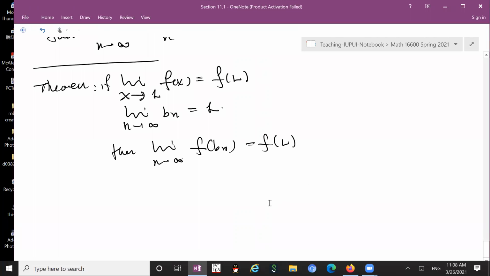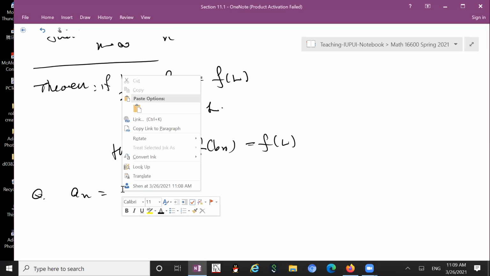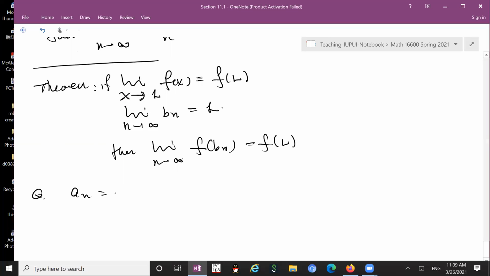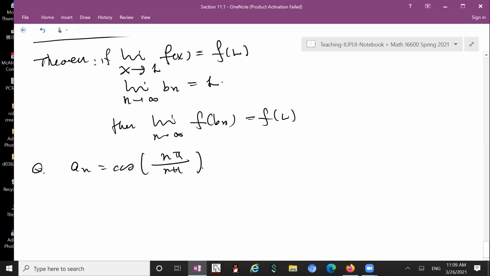Okay, and if using that, we can solve the problem the following way. A is going to be cosine n pi over n plus 1. Okay. So here f is cosine.